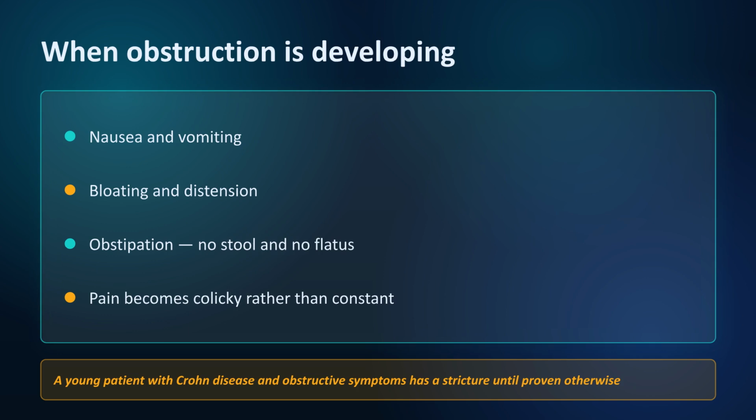Here is the rule. A young patient with known Crohn disease and obstructive symptoms has a stricture until proven otherwise. That is transmural scarring, narrowing the lumen. It is not simply a bad flare, and treating it as one with more steroids will not open the bowel. Get cross-sectional imaging rather than simply increasing the steroid dose.